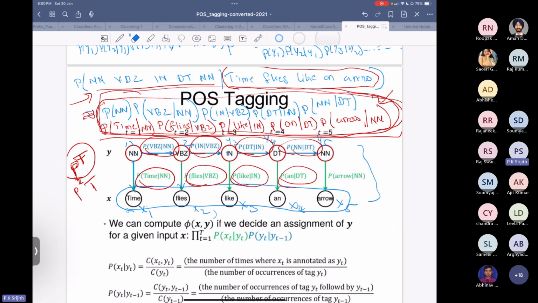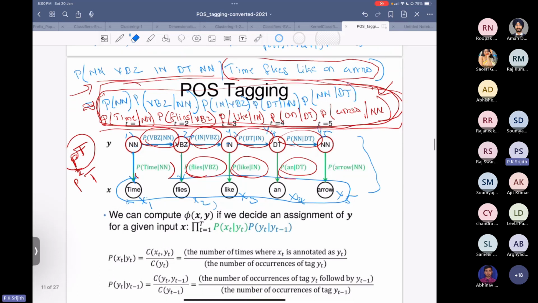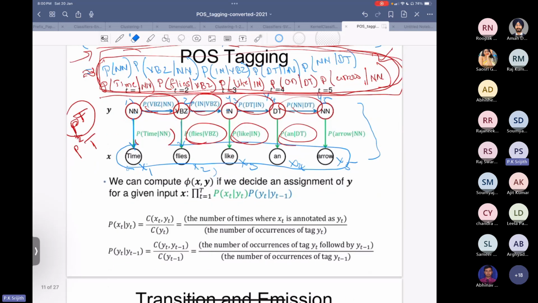Yeah, but there are several part of speech tagged corpora which are available. When you say part of speech tagged corpus, somebody may have labeled each sentence with its corresponding part of speech, right? So given such a corpus, we can learn each of these probabilities by computing the number of times these combinations have appeared, right?